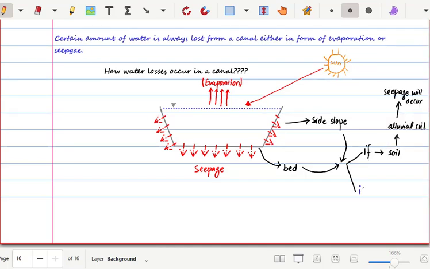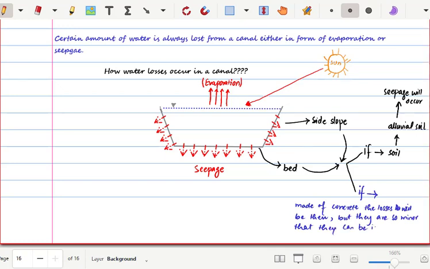And the second case, if the side slope or bed are made of concrete or any other material, the losses will be there, but they are so minor that they can be ignored.